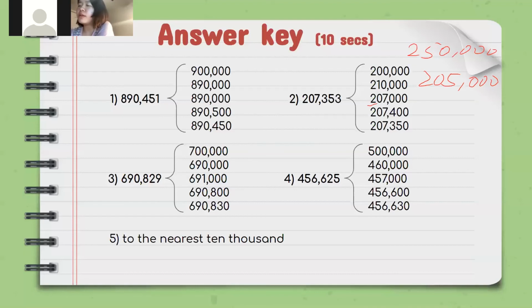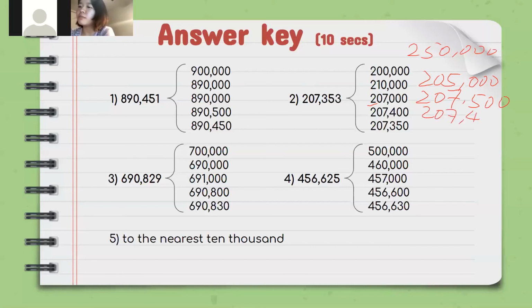And this number is for the thousand place. The thousand place midpoint is, let me see. Okay, so this number is smaller than the midpoint for the thousand place. So we round this number down to 207,000.